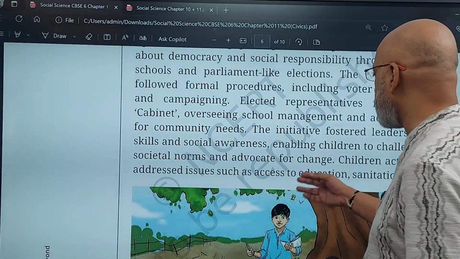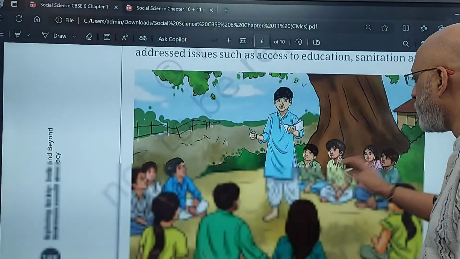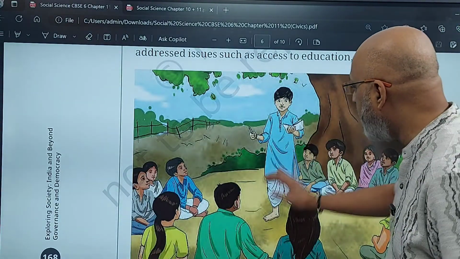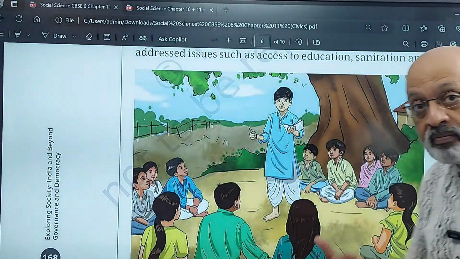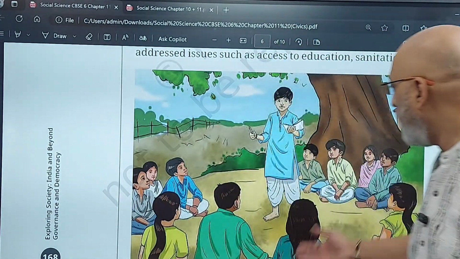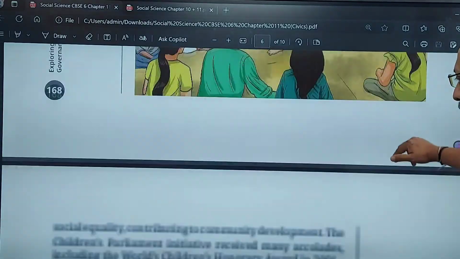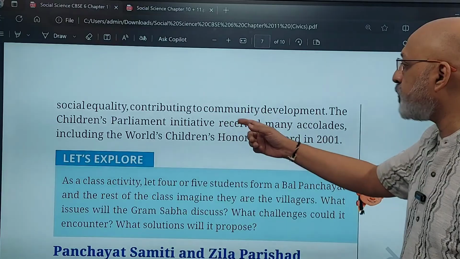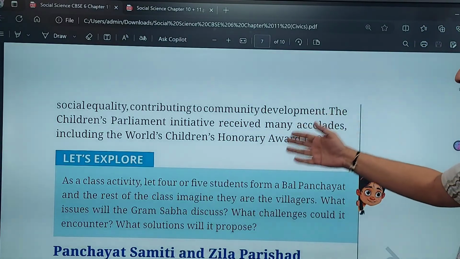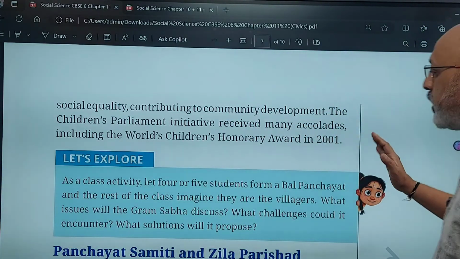Children actively address issues such as access to education, sanitation. So this is a Bal Panchayat where a child is standing while there are other children, both boys and girls, sitting and listening and discussing with the student. So social equality contributing to community development. The Children's Parliament Initiative received many accolades, including the World Children Honorary Award in 2001.